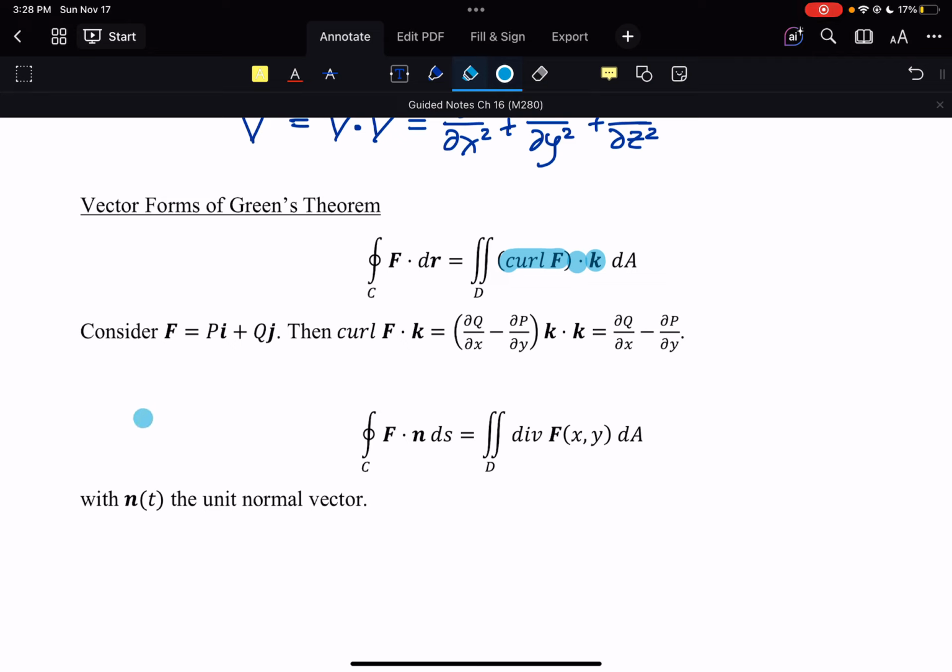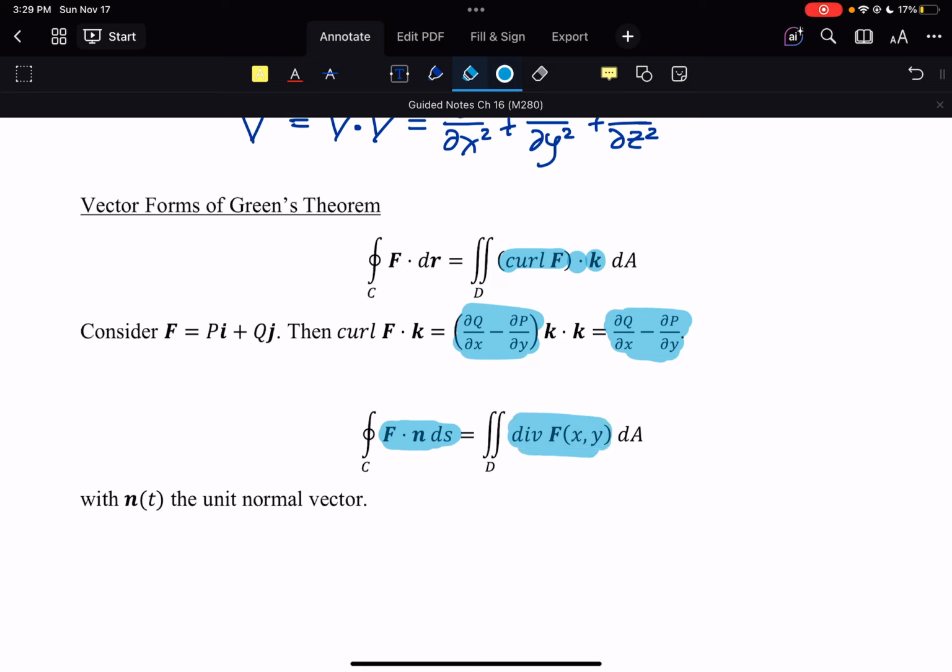So you can see, consider F to be P and Q. The curl of F dotted with k is just that expression dotted with k. So we get out exactly what we were looking for. Okay, so there are definitely deeper connections here between all of these properties. The last one to look at, if we take the line integral of F dot n ds, so evaluating a line integral with respect to arc length, that's actually equal to the double integral over D of the divergence of F with respect to x and y.